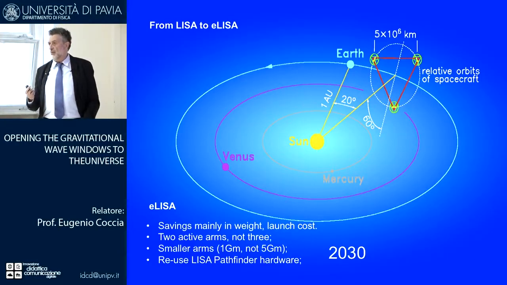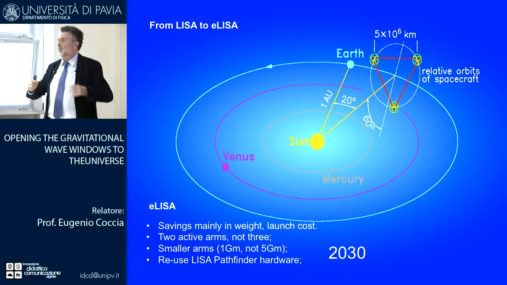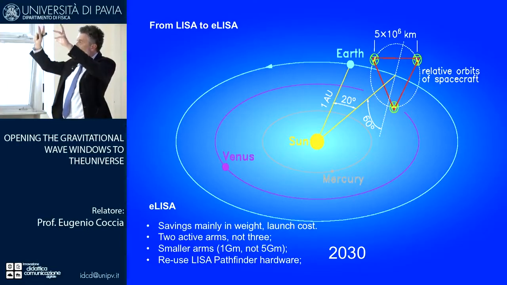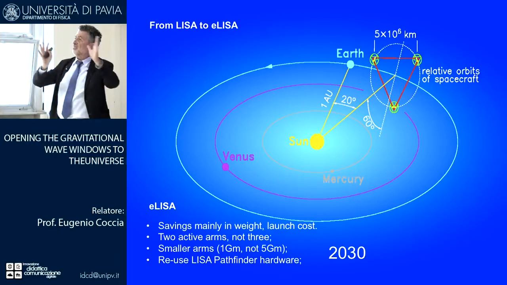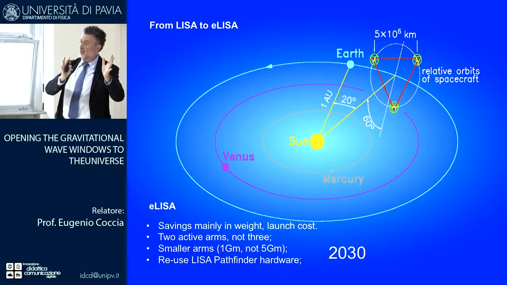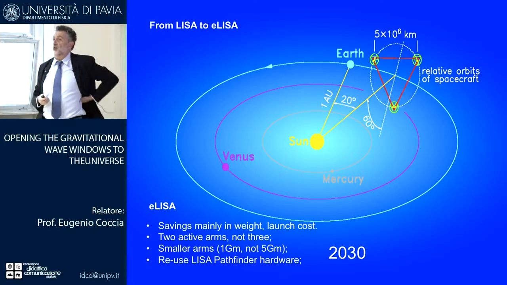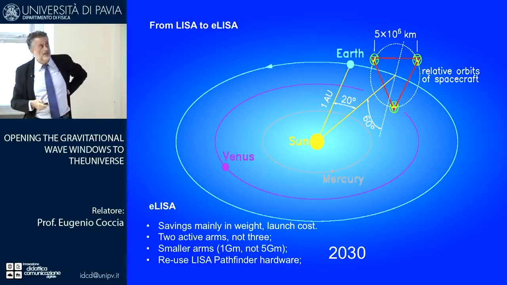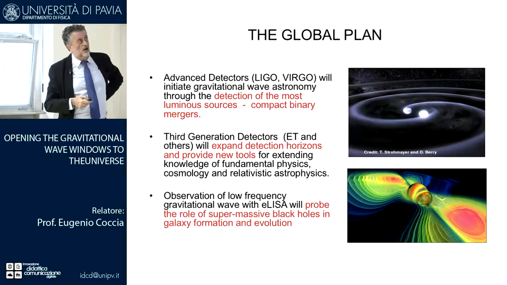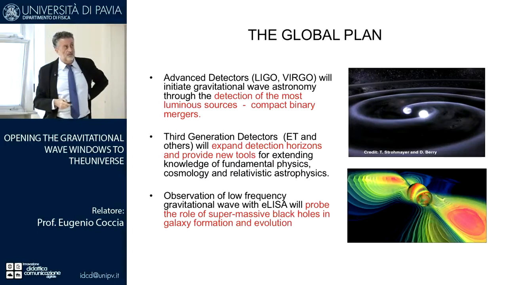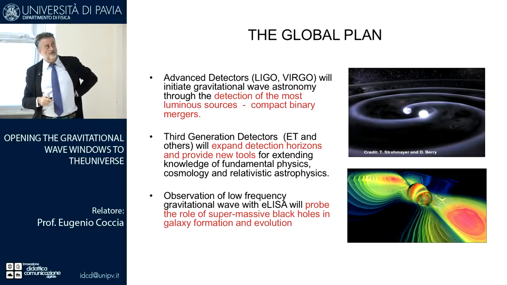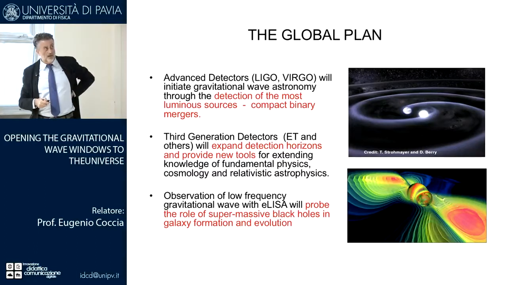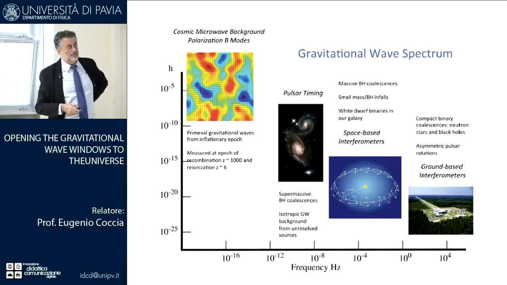There is a fantastic, fascinating project to send an interferometer in the sky and look at a much lower frequency range and to see, for instance, supermassive black holes merging. And finally, this is the global plan of the Gravitational Wave International Committee: to have a lot of physics from the present advanced detectors, to have a project of a much larger underground detector, and to send LISA in the sky.